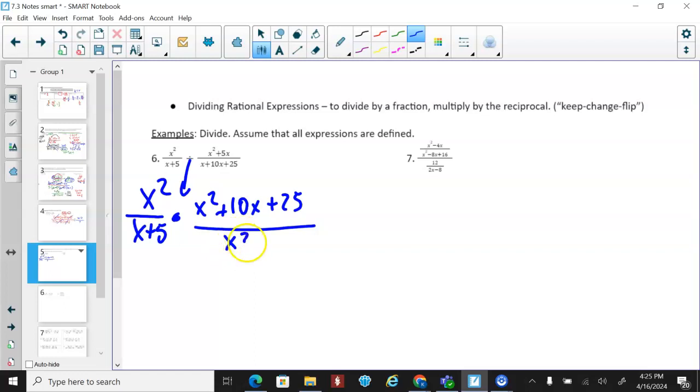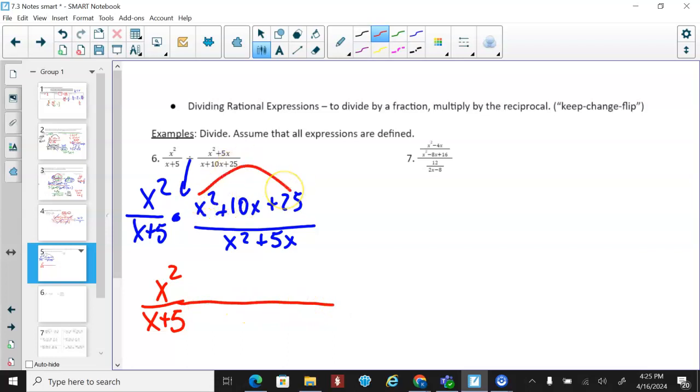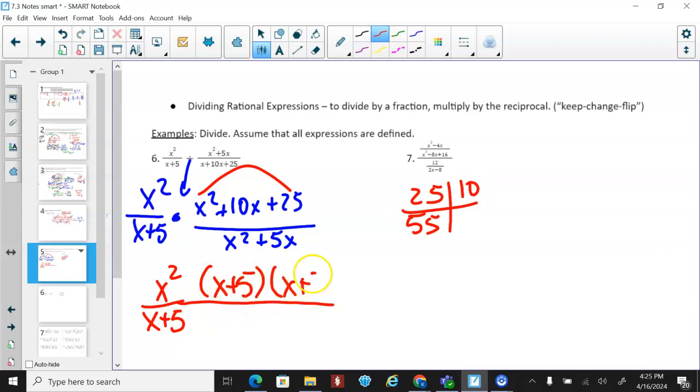Divided by x squared plus 5x. Okay? So x squared right here stays over x plus 5. Now, x squared plus 10x plus 25. 25, middle is 10, so 5 and 5. So my two factors are going to be x plus 5 and x plus 5.